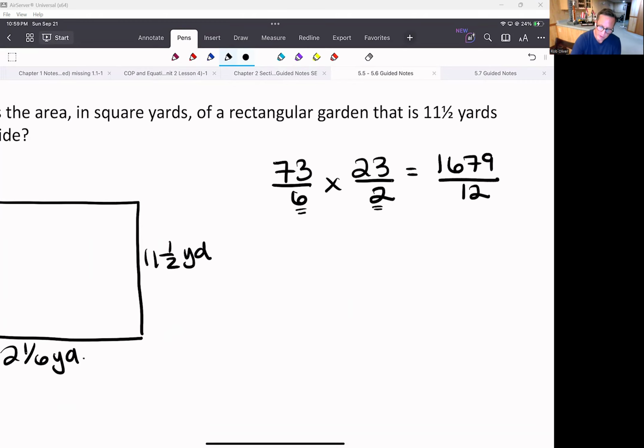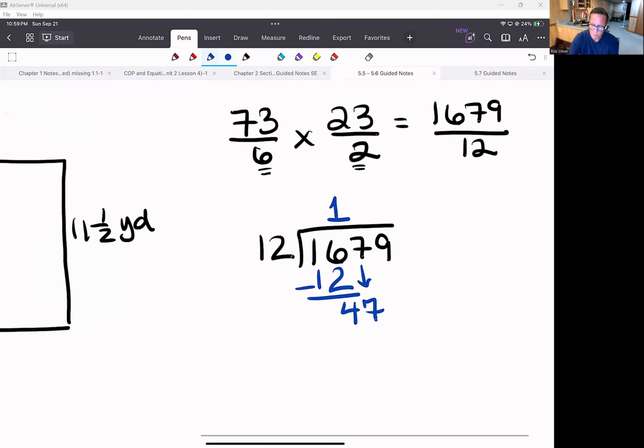All right, and then we're just going to divide that. We're going to change it back into a mixed number. So we're going to do 1,679 divided by 12. So 12 divides into 16 once. Subtract and get 4. Bring down the 7. Repeat. 12 divides into 47 almost 4 times, but 48's too big. So we have to go with a 3, which is 36. Subtract, you're left with 11.